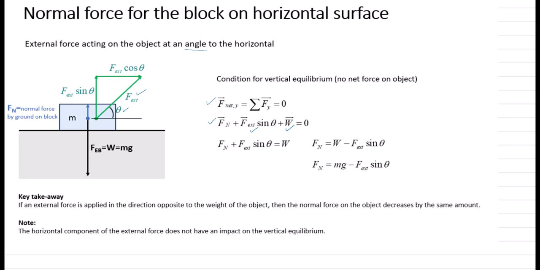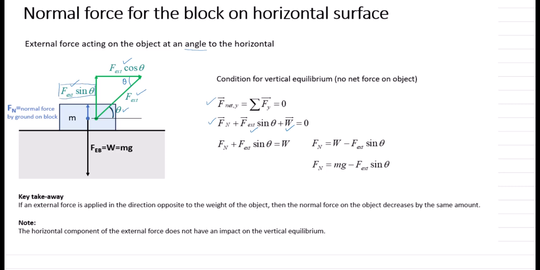Now, before I go further, I need to explain what's happening in this triangle. If this angle is theta as given, then this angle should also be theta, because these are alternate interior angles between the two parallel lines. And given that this is theta, the horizontal component will be F ext cos theta, and the vertical component of the force will be F ext sine theta. Since we are talking about the vertical equilibrium, we need to focus only on the vertical components of the vectors. So in the vertical direction, we have F ext sine theta.